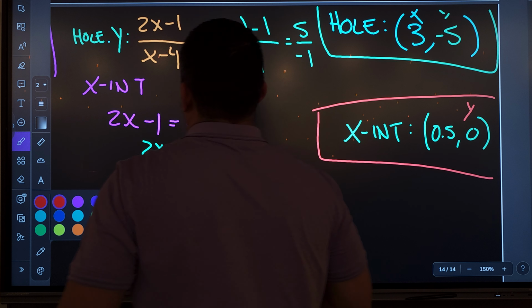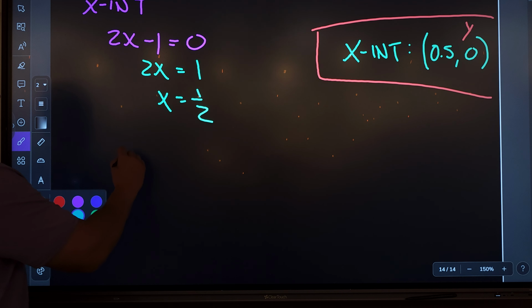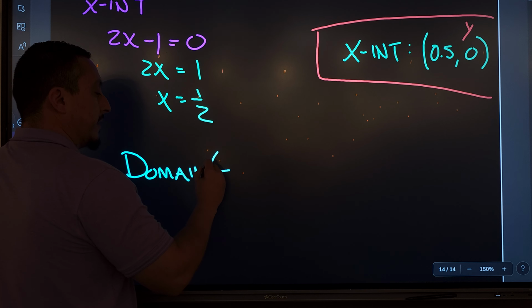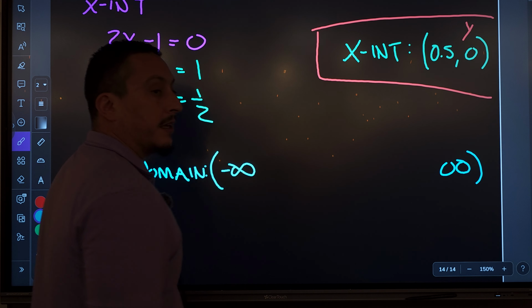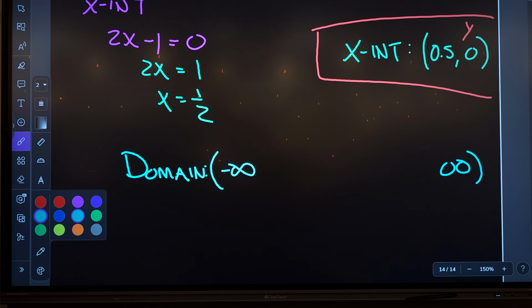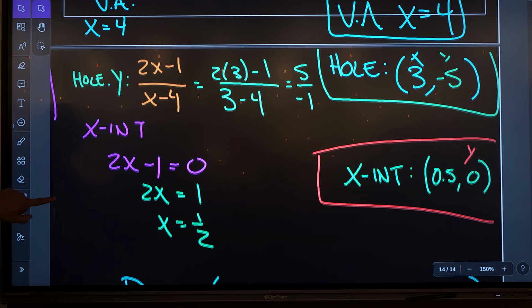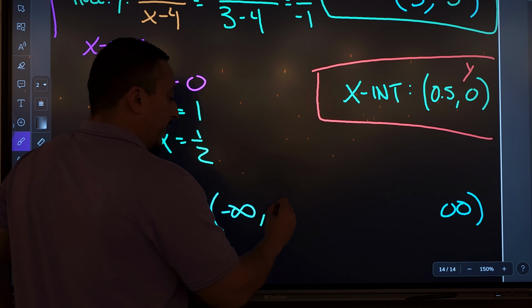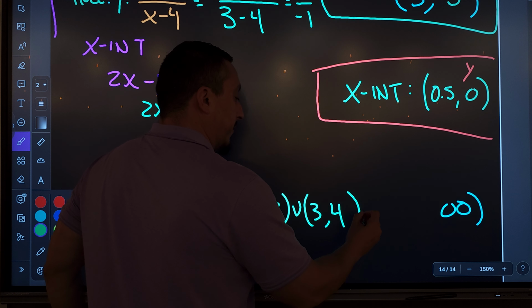Okay. I have everything I need. I'm just going to do the domain now. So my domain will be from -infinity to +infinity. And then you just jump over the x of the hole and the vertical asymptote. So I need to go find out what those were. So the hole is 3 and the vertical asymptote is 4. So I need to jump over 3, and then I need to jump over 4.